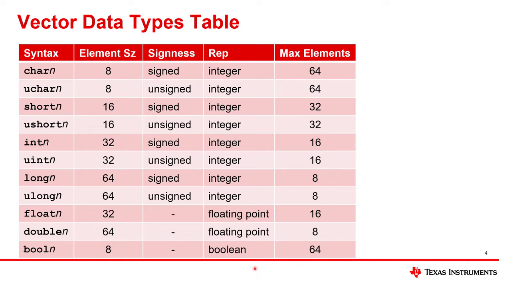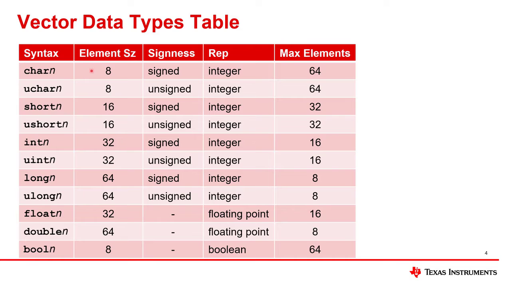Here is a table of information about vector data types. I will walk through one row in the table with the idea of explaining what each column represents. So let's go through the first row. Syntax is what you write in the code. Char, that n will be replaced by a number. There's an example on the very next slide, so you'll see what that looks like. That number represents how many chars are in this particular vector.